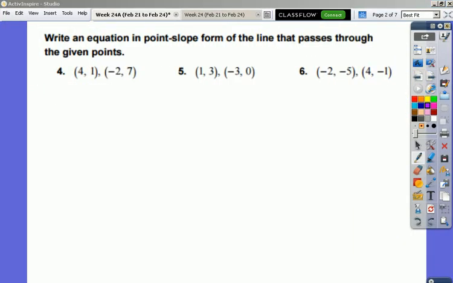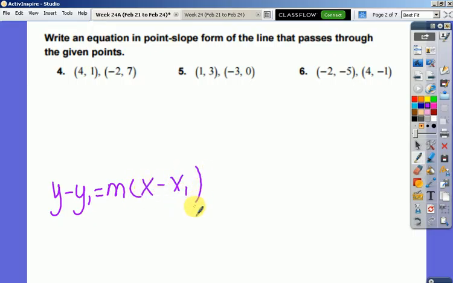All right. So, what is point-slope form? y minus y1 equals m times x minus x1. Yeah, that's one person that got that. Do the rest of you remember that is point-slope form? All right. At this point, we've done this a couple of times. So what do we have to find first for number 4 before we put it in point-slope form? The slope. So let me find the slope.